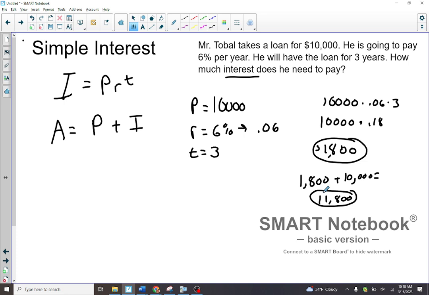I've been offering people to become the bank. Wait, why did you do 10,000 times 0.18? I did 0.06 times 3, because I'm doing it in my head. But if you type it in the calculator, you don't have to do that. Yeah, I just got confused. All right.